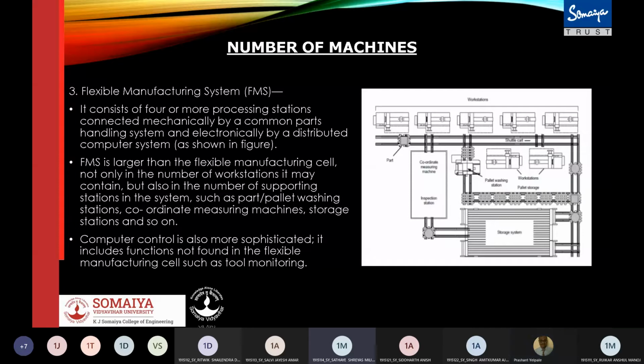In this, we can see that there are almost 5 to 7 CNC machines working together. FMS is larger than the flexible manufacturing cell, and this is not only in terms of the workstations, but also in the number of supporting stations in the system, that is the pallet washing stations, the coordinate measuring machines, the storage stations, and so on. So the computer control is also more sophisticated compared to the flexible manufacturing cell. That's why we need more skilled labor to perform these kinds of operations.